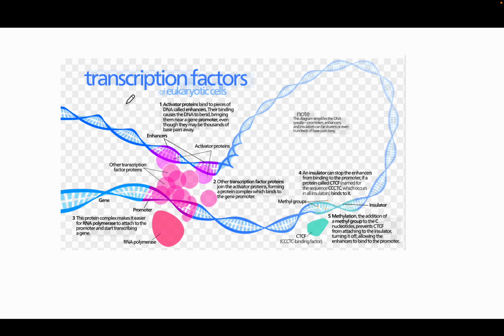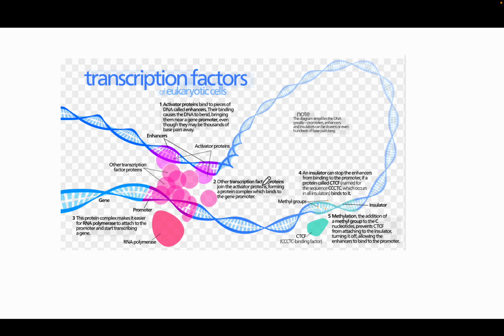Okay, so these are some transcription factors, which alter or affect transcription. Activated proteins bind to a piece of DNA called enhancers, and their binding causes the DNA to bend, bringing them near a gene promoter, even though they may be thousands of base pairs away. So we have this DNA, and there is a site called an enhancer. The activated protein will come and bind to some part of DNA, this portion may bend, and that brings the gene promoter near them. That is how it can activate transcription.